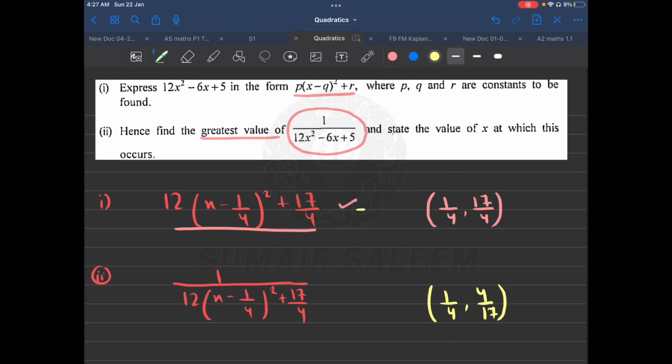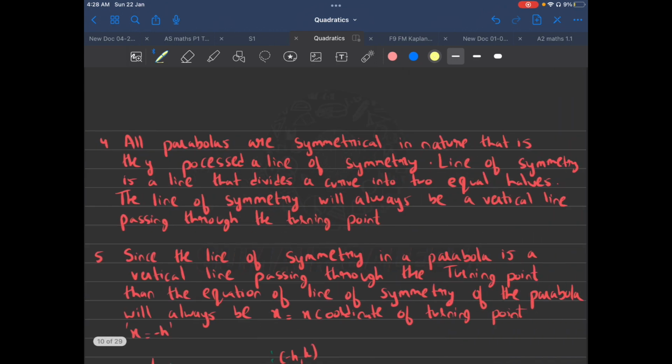And this was the minimum curve. When it's reciprocated, it's going to become a maximum curve. So that's why 1 upon 4 comma 4 upon 17 will be the maximum value. Got this? This was all about the turning point. Now let's proceed to line of symmetry.